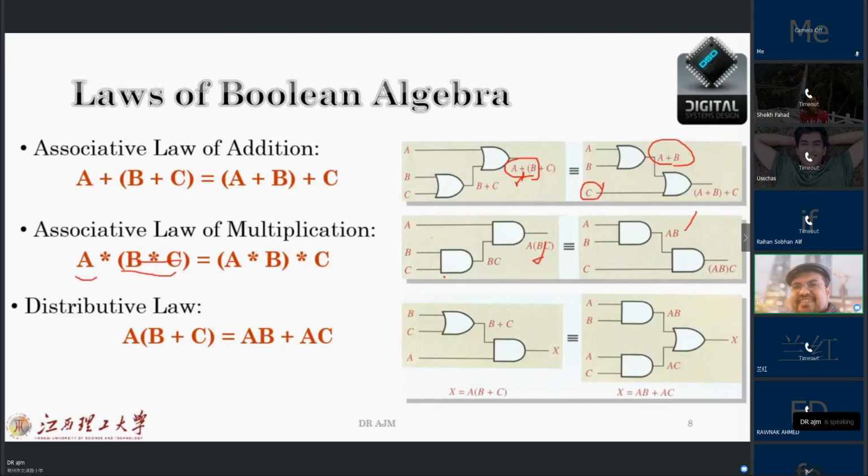Then some distributive laws, as I tell you, it's very important. A multiply B plus C: B plus C is one OR gate, and the other part is one AND gate, like this. If I want to distribute it, it becomes AB plus AC. AB is an AND between them, and then I need one OR gate. So this statement needs two AND gates and one OR gate. Two AND gates here and one OR gate here.